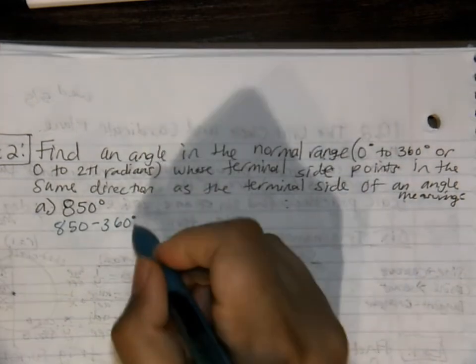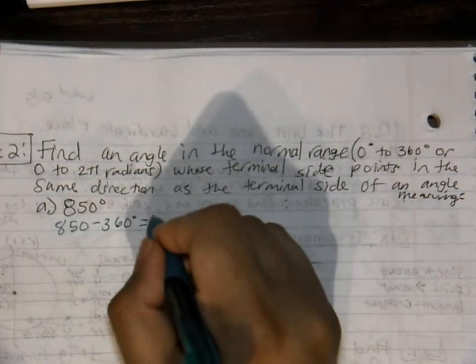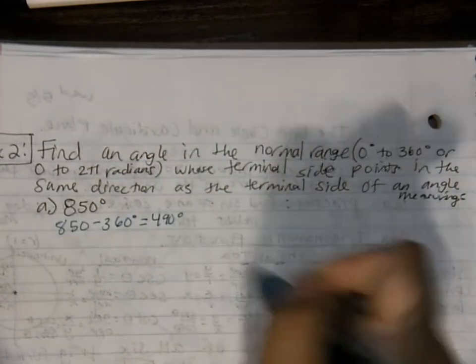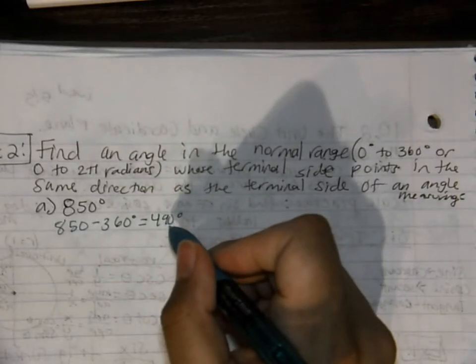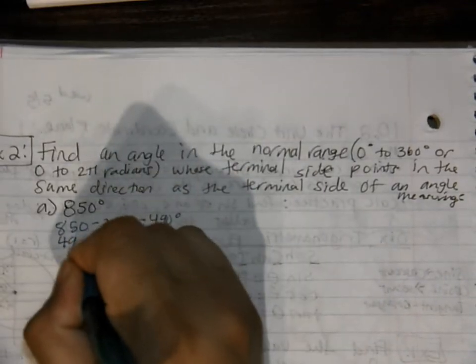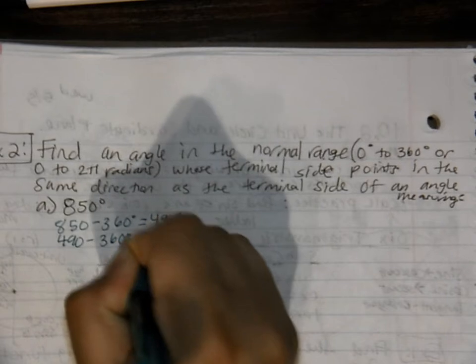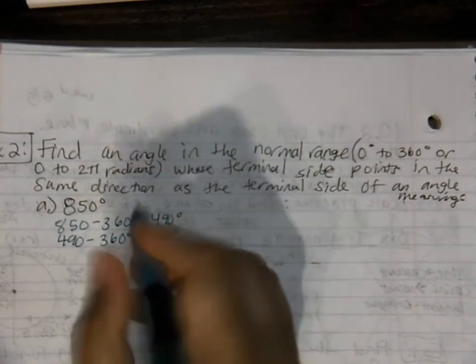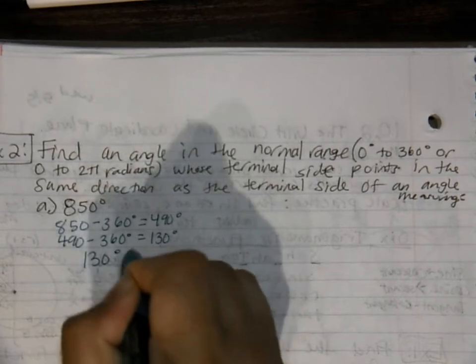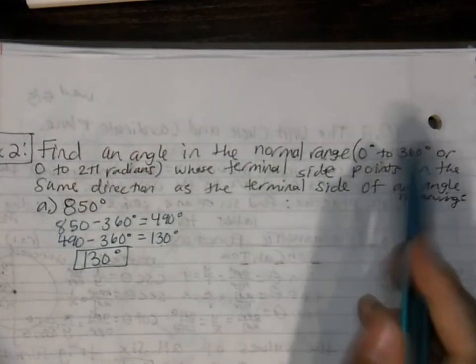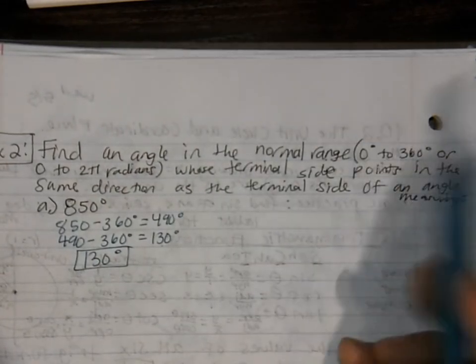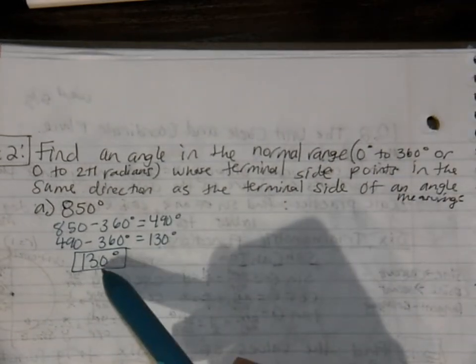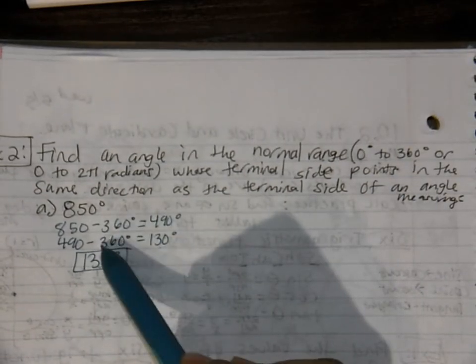So we start by subtracting 360 once, and you get 490 degrees. That's not between 0 and 360, so I have to do it again. 490 minus 360 is 130. That works. 130 degrees is our answer here, because we needed to find an angle that's between 0 degrees and 360, and that definitely is. So we had to subtract 360 twice.